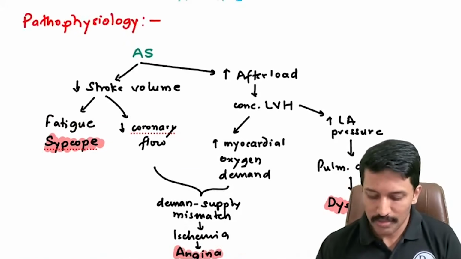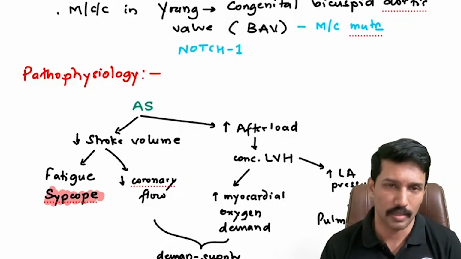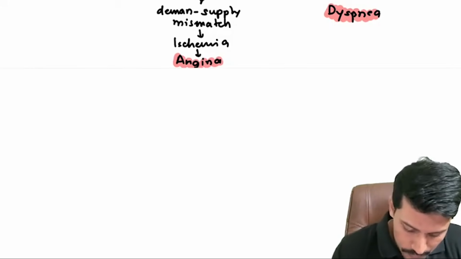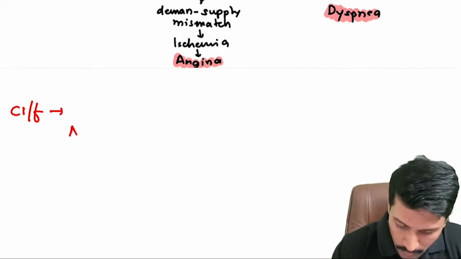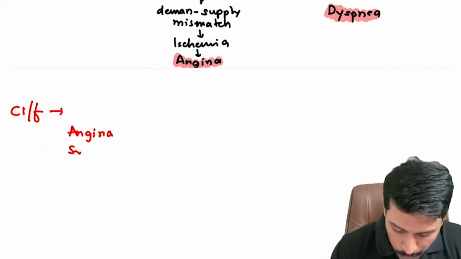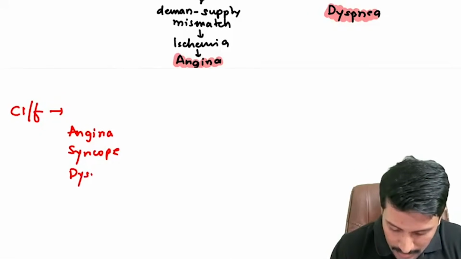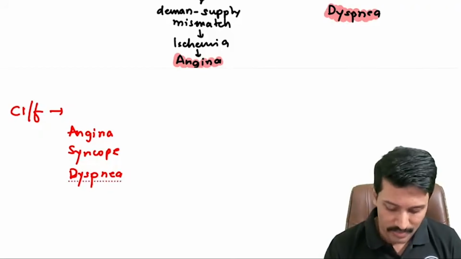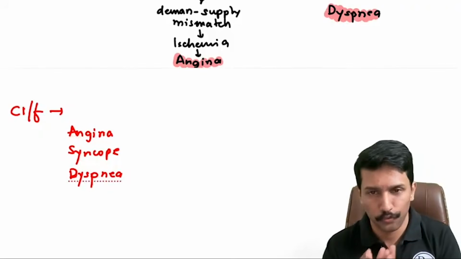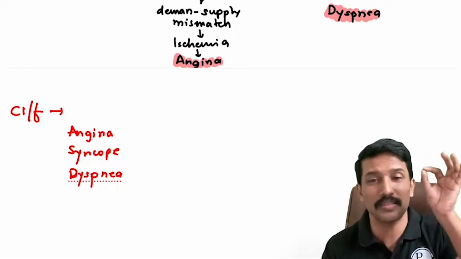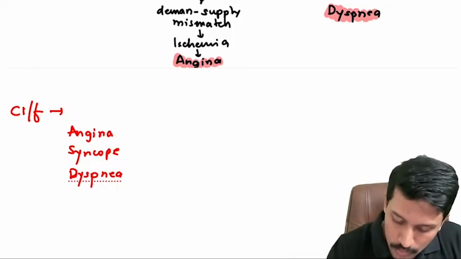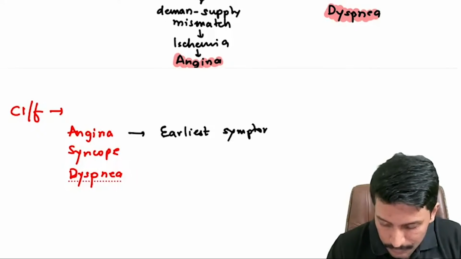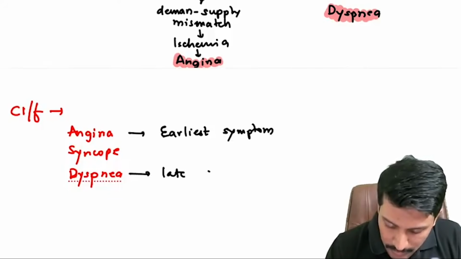So now that you know the pathophysiology, it's easy for us to write down the symptoms or clinical features. The symptoms or clinical features of aortic stenosis are angina, syncope, dyspnea. The mnemonic is ASD. And the reason I want you to remember it as ASD is because you can also say, sir, I can remember it as SAD. When you have aortic stenosis, you become SAD. Fair enough, but ASD is the ideal way to remember it because that is the sequence of appearance of symptoms. The earliest symptom is angina, and the late symptom is dyspnea.